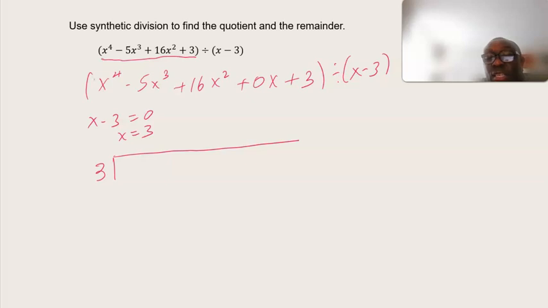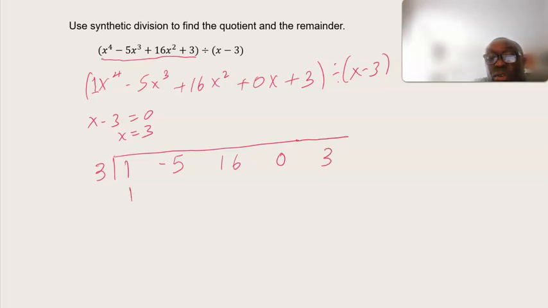and then we get the coefficients of the terms of the polynomial here. The coefficient of x power 4 is 1, the coefficient of x power 3 is -5, the coefficient of x squared is 16, the coefficient of x power 1 is 0, and the constant term is 3.